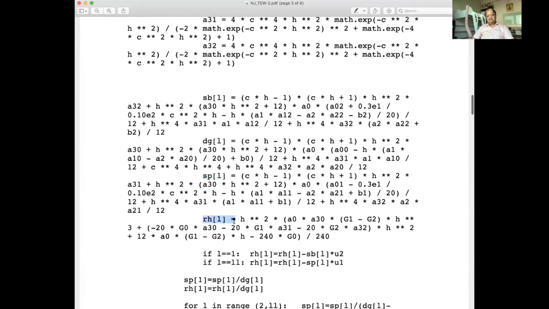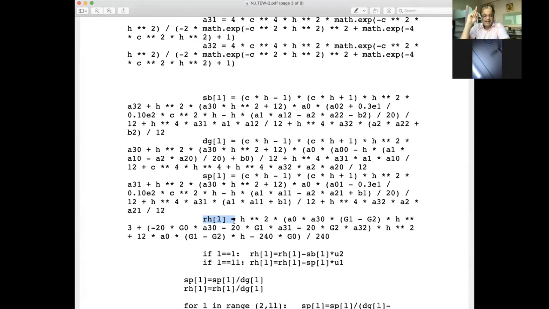RHL is this. Whatever is left after sub and DG, subtract it from the scheme, you will get the right hand side, put it in the right hand side. So I have got these three equations. I will tell you, these things are very easy. I will just wait some 10 minutes. You will see how easy these things are.